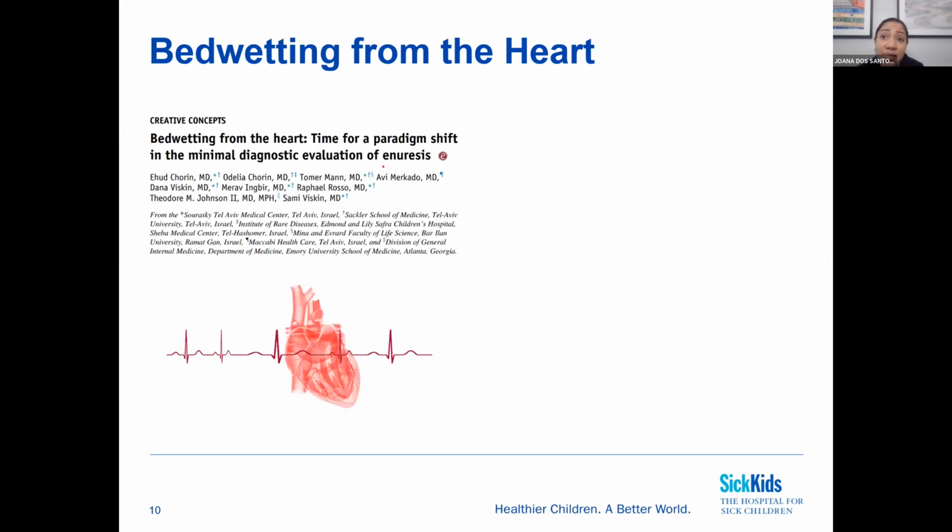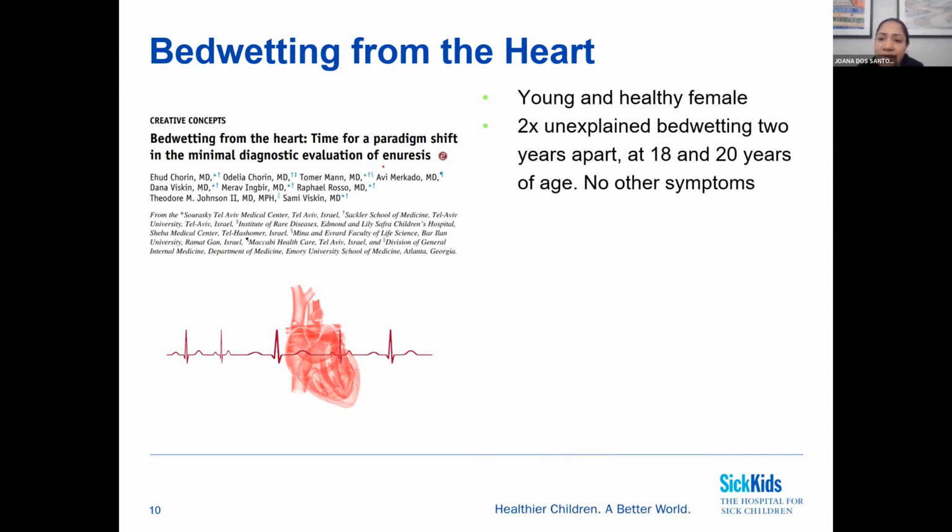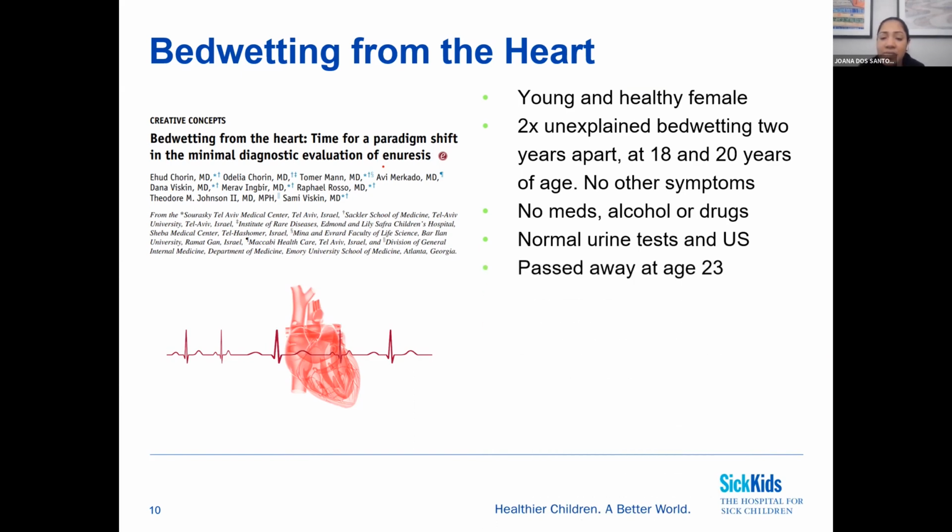In terms of cardiac arrhythmias being an underlying cause for enuresis, this is a very interesting case report published last year. It's actually a young and healthy female who had 2 episodes of unexplained bedwetting 2 years apart, one at age 18 and one at 20 years of age, previously dry, never had bedwetting. She did not have any other symptoms. She did not take any medications, no alcohol, no illicit drugs. She had normal urine tests, normal ultrasound. And very sadly and tragically, this young girl passed away at age 23 during her sleep.